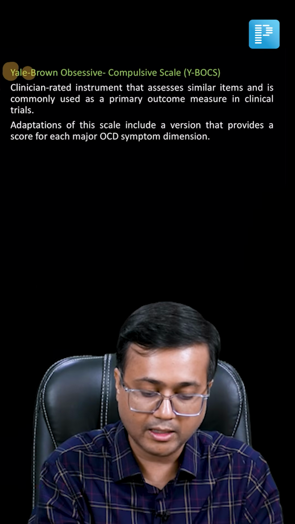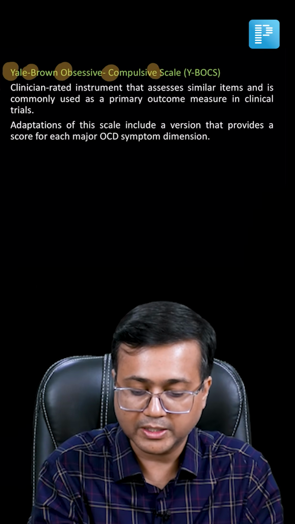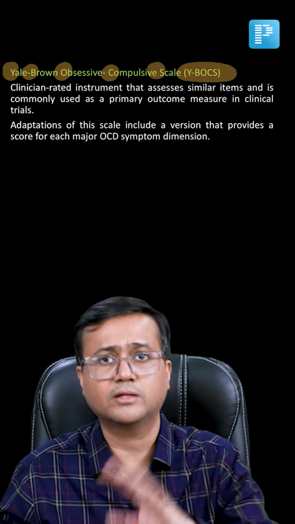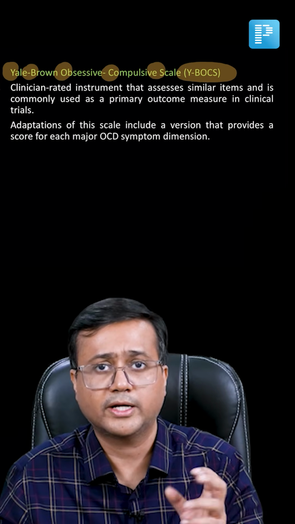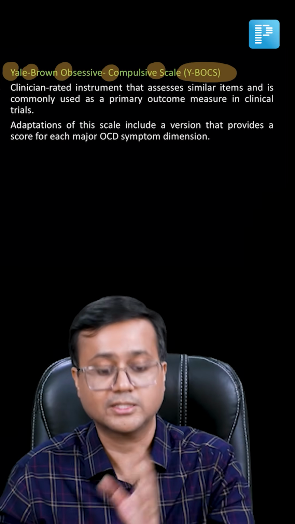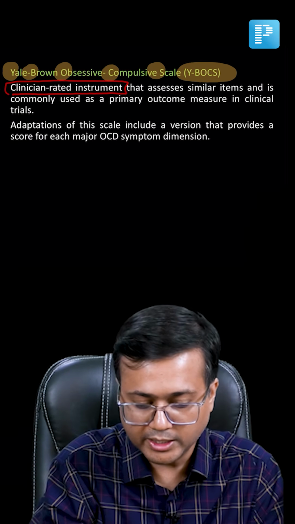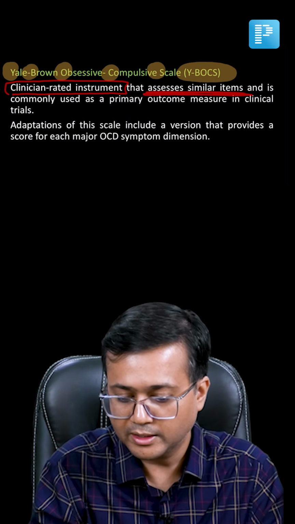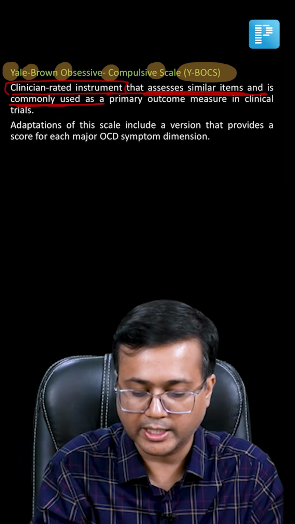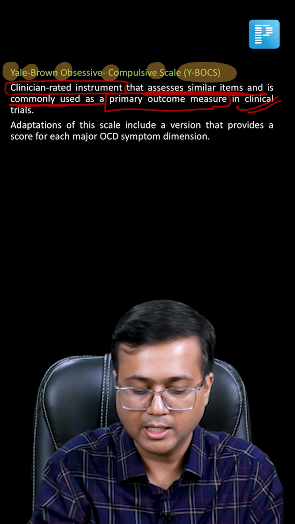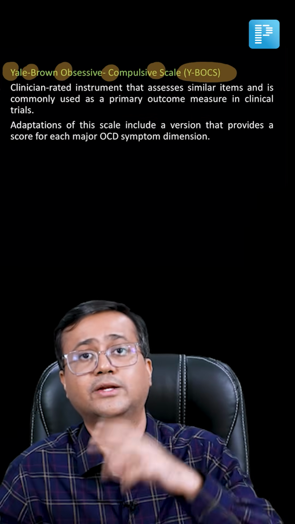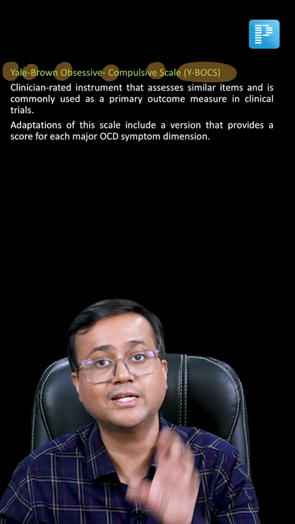That is the Yale-Brown Obsessive Compulsive Scale. Very important, very commonly used, widely used, and we'll talk about this when we discuss the severity. So what is Y-BOCS? It is a clinician-rated instrument that assesses similar items and is commonly used as a primary outcome measure in clinical trials.